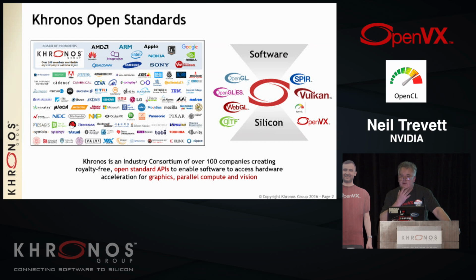And for those of you that don't know Khronos, we're an open standards organization. We're about 130 companies. We specialize in the interface between software and silicon. So we're doing hardware acceleration APIs to enable developers to get to cool acceleration capabilities, focusing on 3D graphics, parallel computation, and vision processing as our three main areas. We have about 15 different APIs, but in this particular one, we're going to be focusing on Vulkan, OpenCL, and OpenVX.